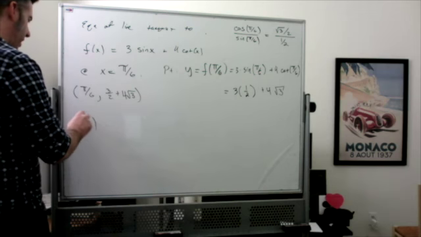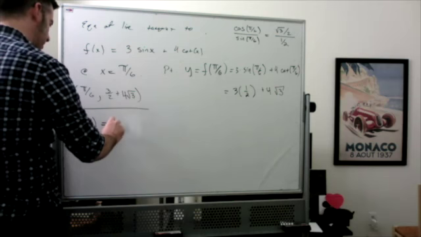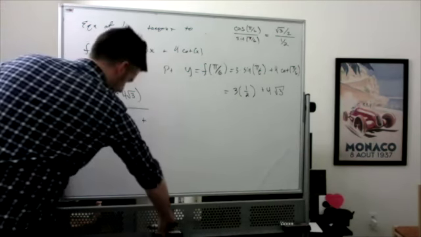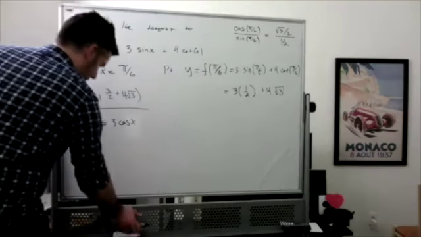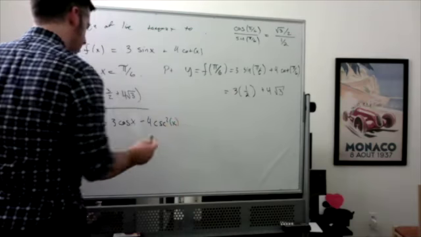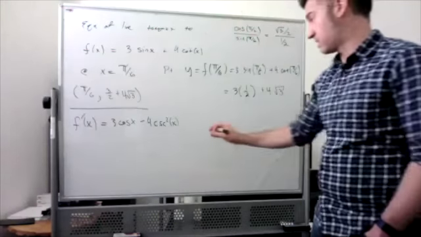So f prime of x is going to equal the derivative of 3 sine x, which is 3 cosine x, plus the derivative of cotangent x, which is negative cosecant squared x. So it's minus 4 cosecant squared x. All right, and then we're going to plug in pi over 6.